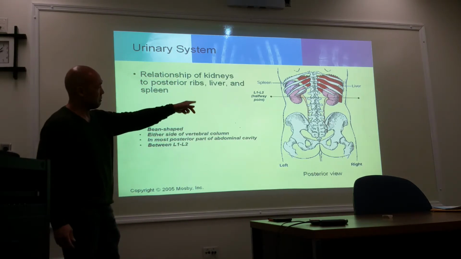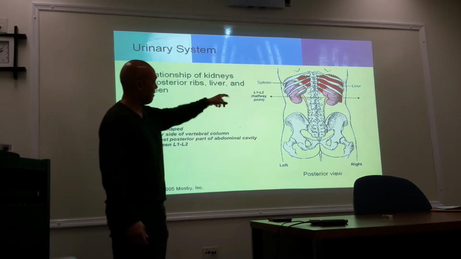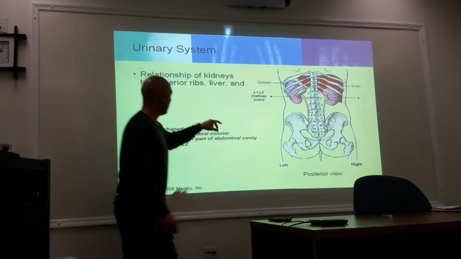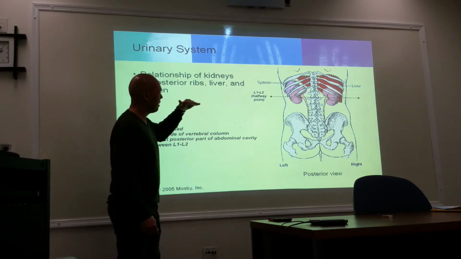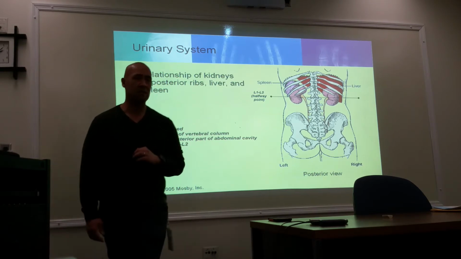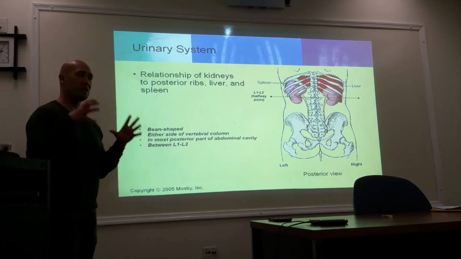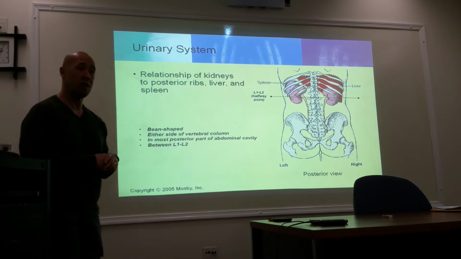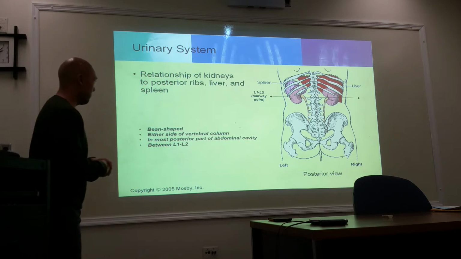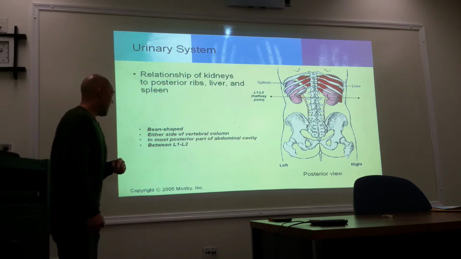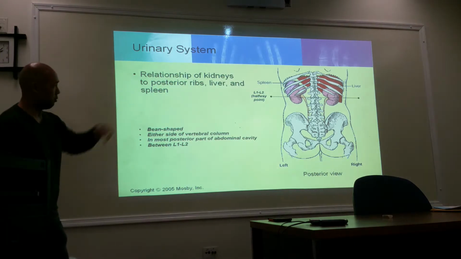So you can see that it's in the back of the kidney, also in the back of the spleen. The very middle part of the kidneys is located at the level of L1, L2, which is going to be significant in trying to localize those kidneys when taking a radiograph. So L1, L2. They are bean shaped. They are located on both sides of the vertebral column, and again between L1 and L2.